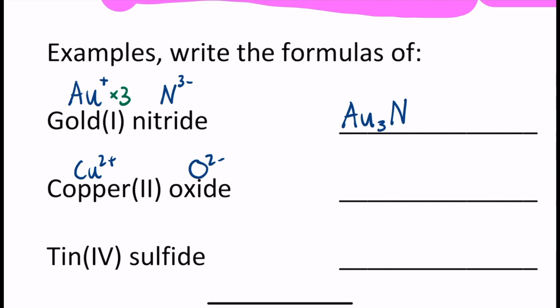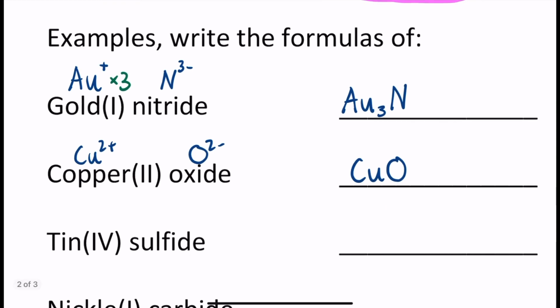2 plus cancels out 2 minus, so you just need 1 of each. This should just be CuO. By the way, be careful, y'all. Make sure this is a capital C and a lowercase u. I know there's lots of students, they tend to mess up the capitalization. Capitalization in these chemical formulas is very important.